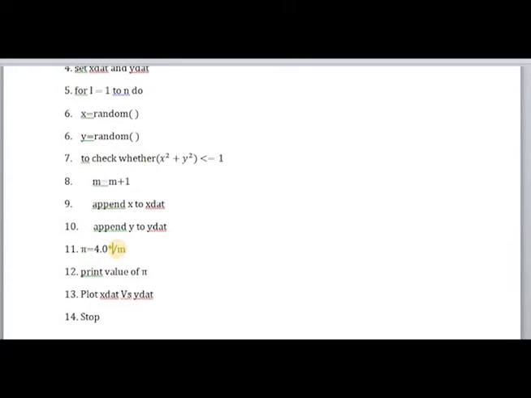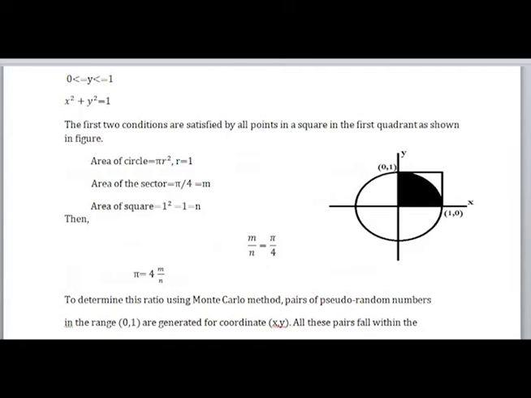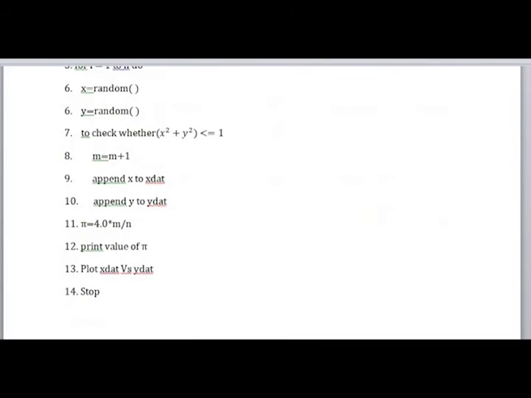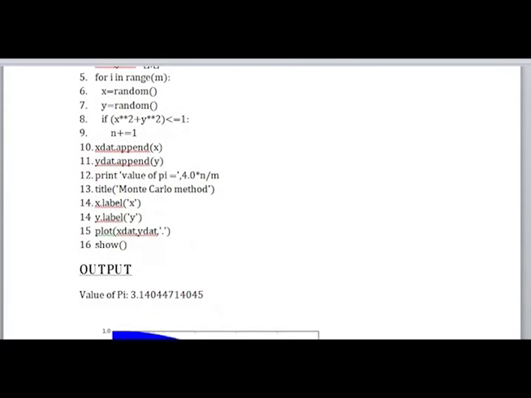and you will get the value of pi to be 4 into m by n. This is consistent with the theory that we have written here: pi is equal to 4 into m by n. Then plot x dat and y dat. If you discuss the program, it will be more clear for you.